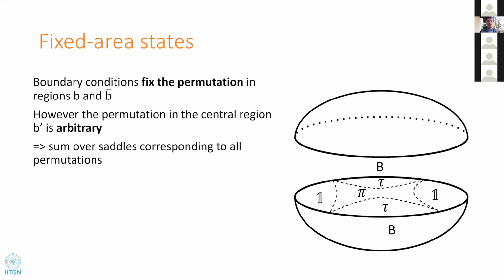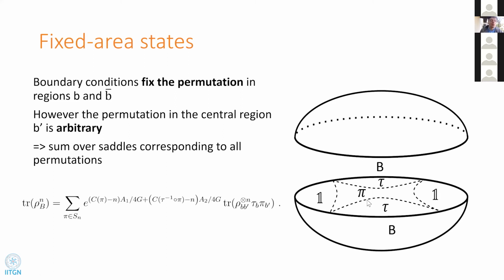So in the bulk path integral, what we're going to do is just sum over the saddles that correspond to all of these permutations. Okay, there might be other saddles, but there aren't really any obvious ones, and certainly this is a natural class of saddles to sum over, and when we sum over this class and then analytically continue, we'll get sensible answers.